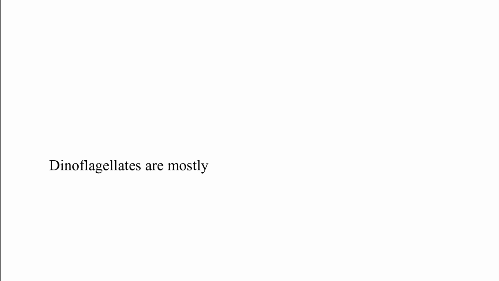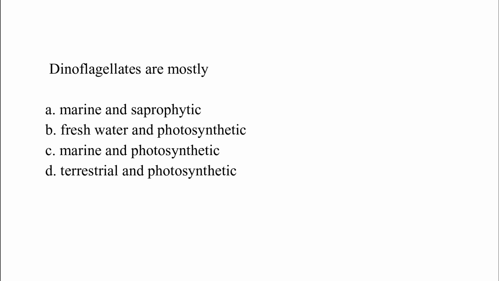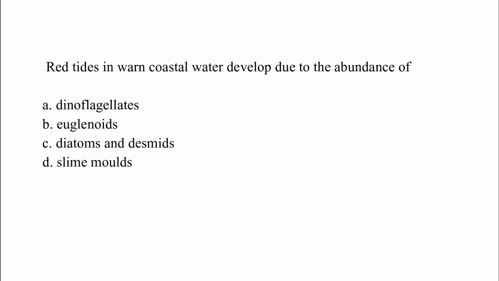Dinoflagellates are mostly option A, marine and saprophytic, option B, freshwater and photosynthetic, option C, marine and photosynthetic, option D, terrestrial and photosynthetic. The correct answer is option C, marine and photosynthetic. Red tides in warm coastal water develop due to the abundance of option A, dinoflagellates, option B, euglenoids, option C, diatoms and desmids, option D, slime mold. The correct answer is option A, dinoflagellates.